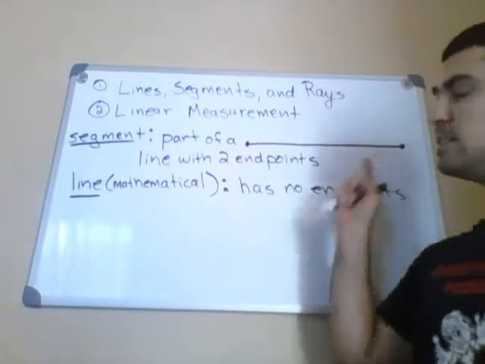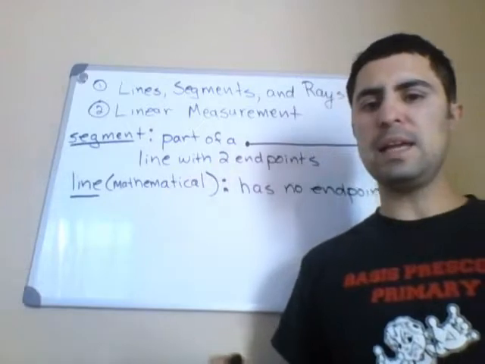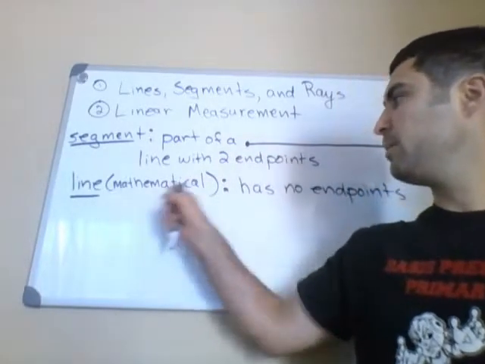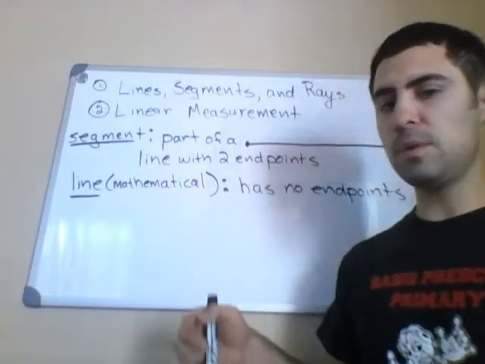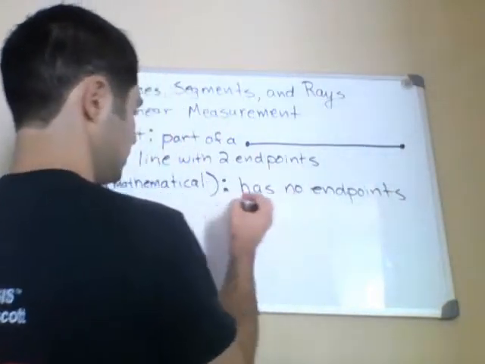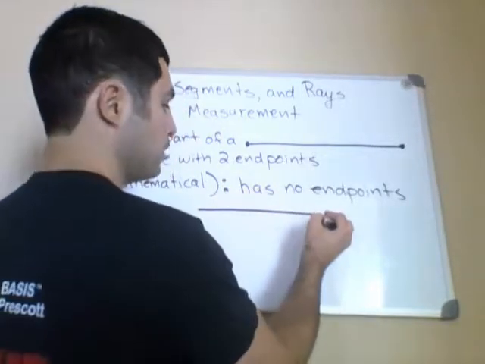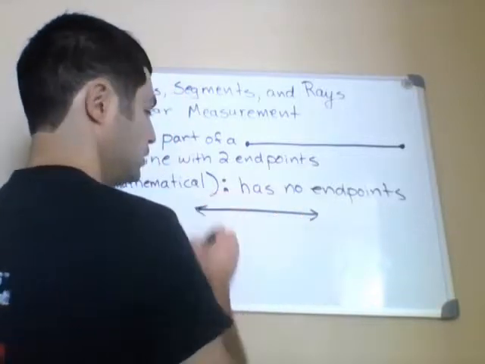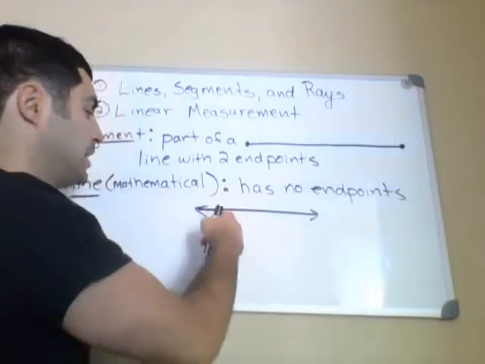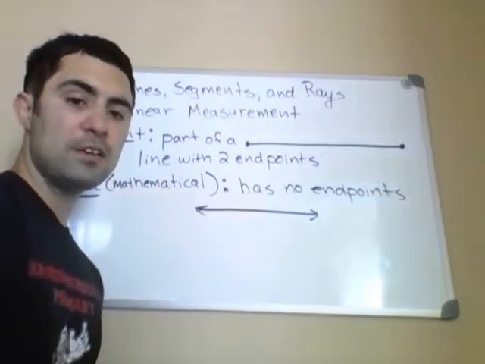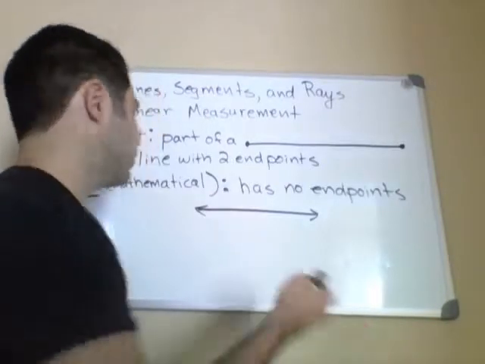So if this is a line segment and it has two dots or endpoints right there, what would be a line in math terms? A line in mathematical terms has no endpoints. The way we represent that is you draw a line, and then at each end of the line you put an arrow. The arrow means the line keeps going forever, infinity in that direction, and over here it keeps going infinity in that direction, which is why it doesn't have any endpoints.